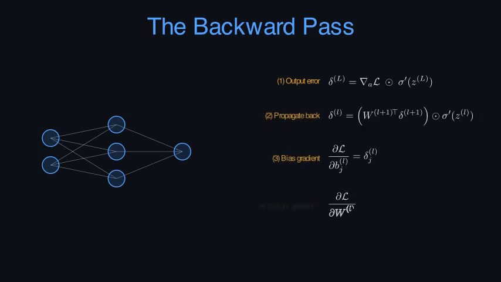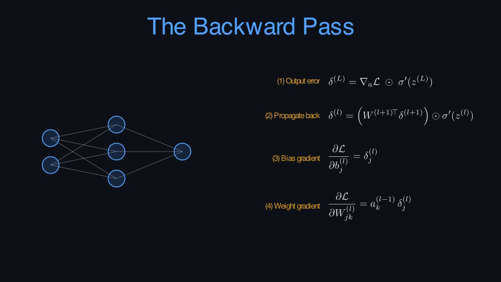Delta L equals the gradient of the loss with respect to the activations, elementwise multiplied by sigma prime of ZL. Second, propagate the error backwards. Delta L equals W transpose from layer L plus 1 times delta L plus 1, again elementwise with sigma prime of ZL. Third, the gradient with respect to each bias is simply the delta at that neuron.